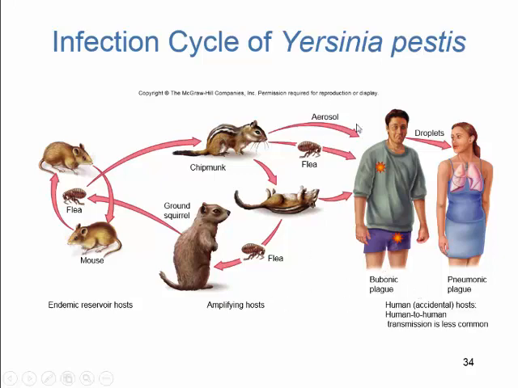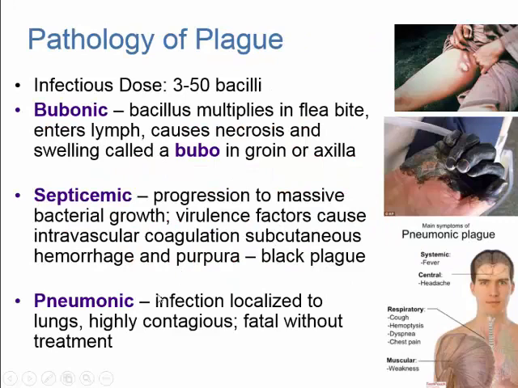In humans, we can have bubonic plague, pneumonic plague. The most severe form is the pneumonic plague. Pneumonic plague, because it is so highly infectious, the transmission of aerosolized droplets, so it's going to be fatal without treatment. The bubonic plague is the formation of a bubo. So buboes are swollen lymph nodes, and so you can see a pretty significant bubo here.